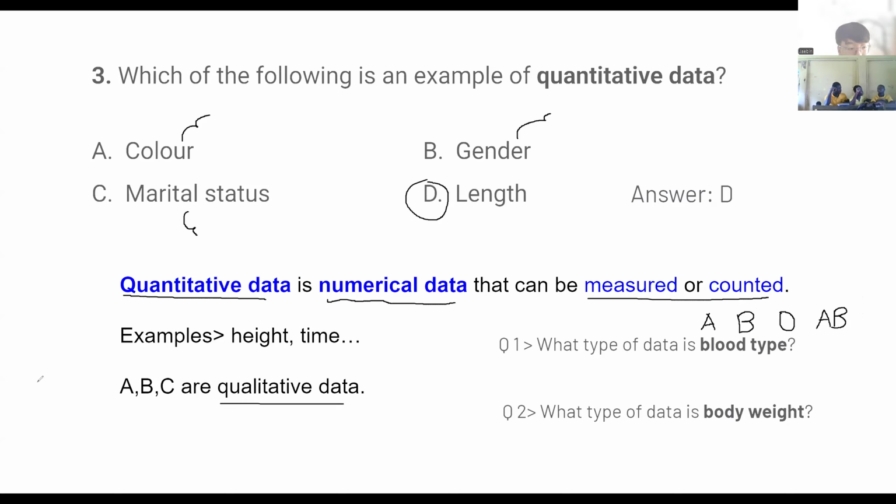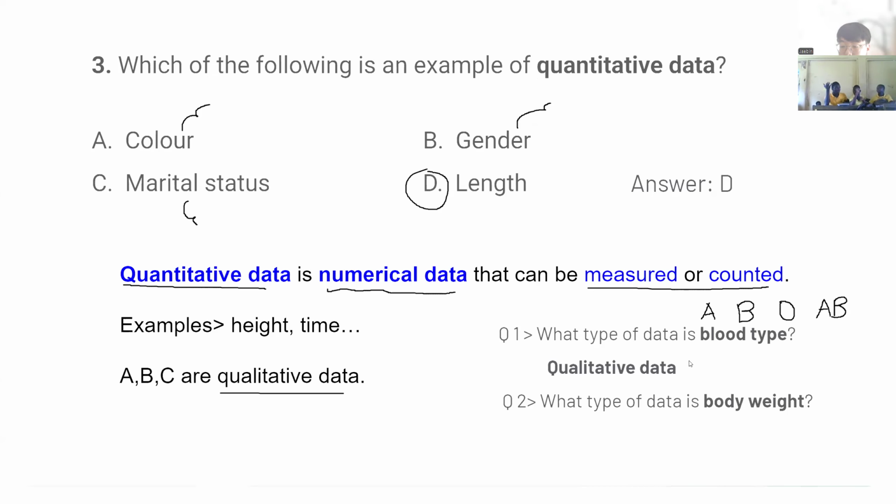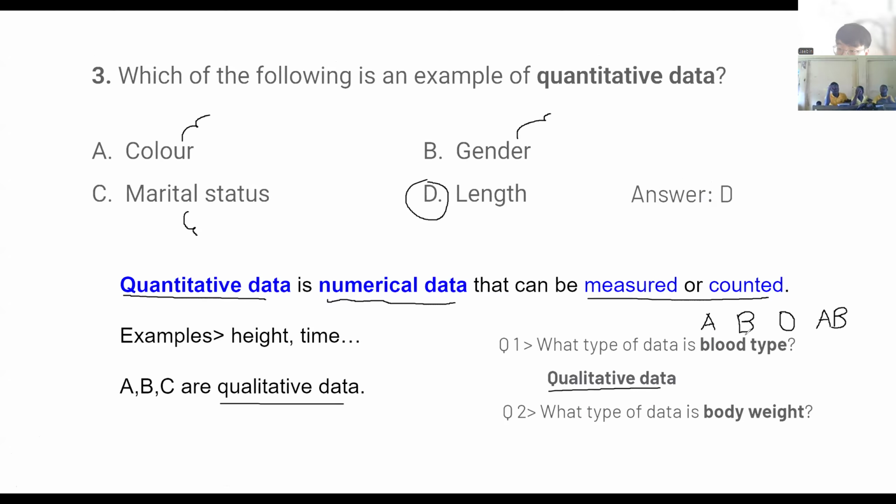So what would that be? That would be qualitative data, right? That would be qualitative, right? Because blood types are only A, B, O, and AB. They are not numbers and they cannot be counted. That's why blood type is qualitative data.